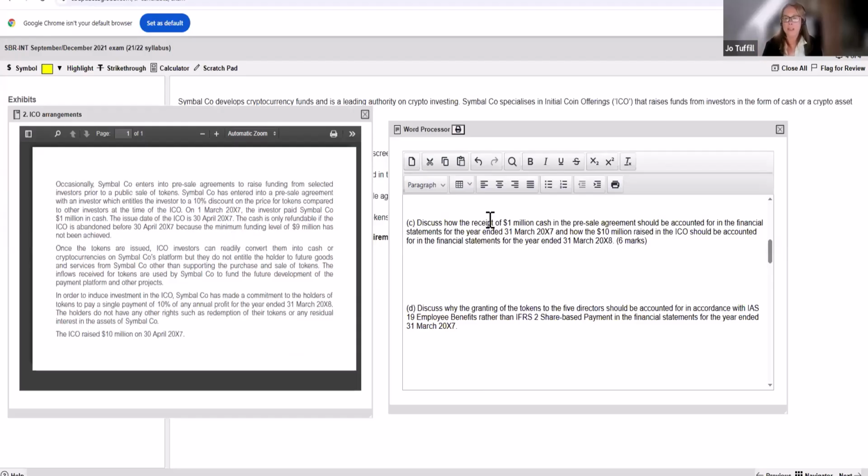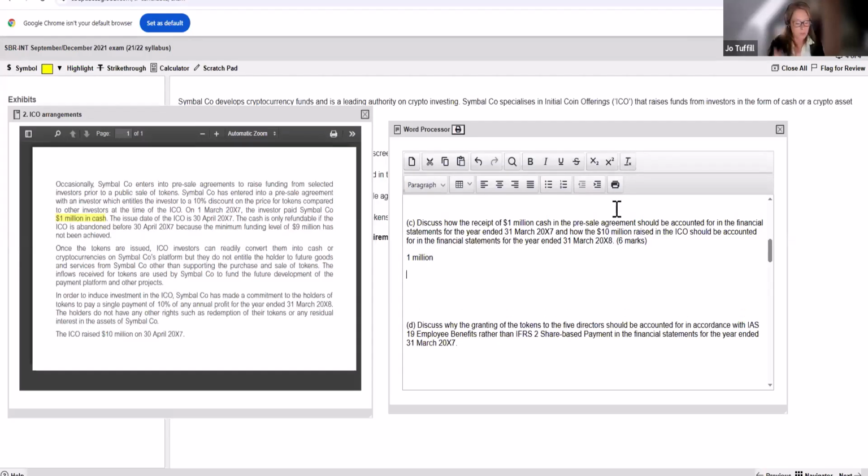So read again, it says the receipt of the 1 million cash they want you to talk about, and also the 10 million raised on the ICO. So occasionally Symbol enters into pre-sale agreements to raise funding from selected investors. The Symbol has entered into a pre-sale agreement which entitles the investor to a 10% discount for the price of tokens compared to others. The investor paid him $1 million in cash. The issue date of the ICO is a month away from when he received this cash, and the cash is only refundable if the ICO is abandoned before the 30th of April, because the minimum funding level of 9 million has not been achieved. So we need to talk about what we do with that 1 million in cash.